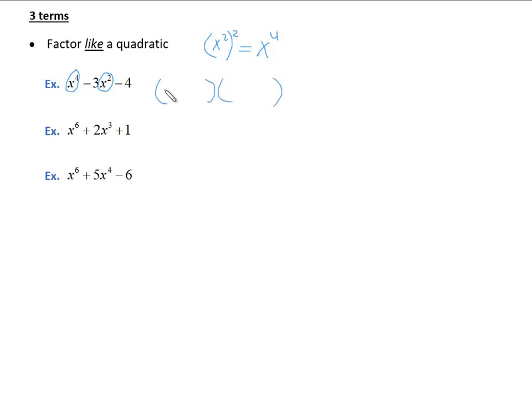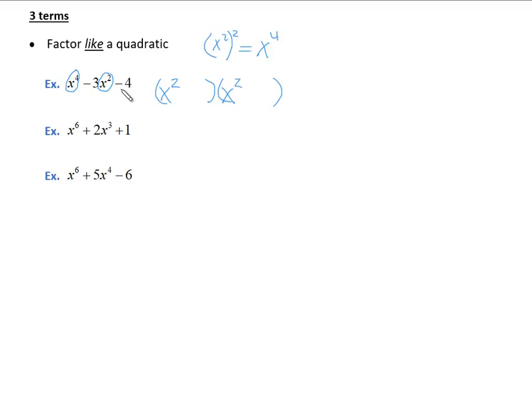But instead of x and x in the front here, we're going to need x squared and x squared to get to x to the fourth. So our setup's a little bit different. To get to x to the fourth, it's going to be x squared and x squared. And we're going to see if it's factorable.